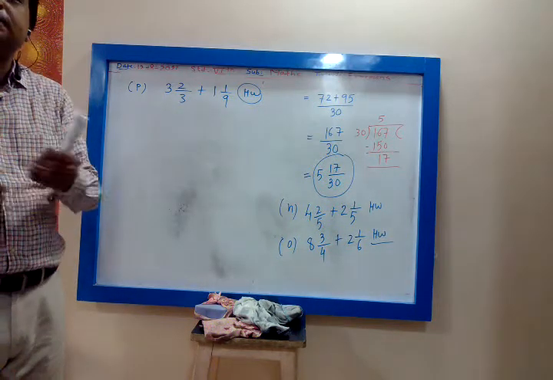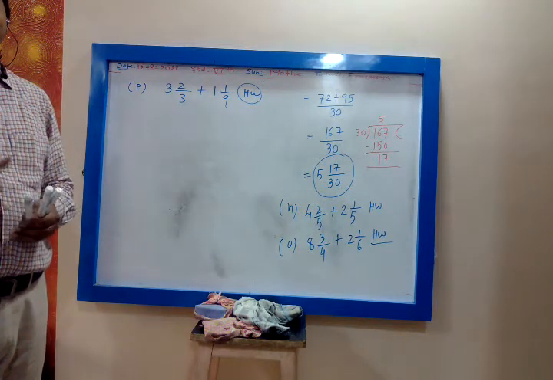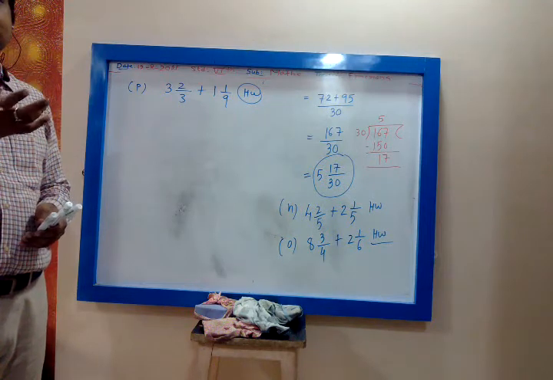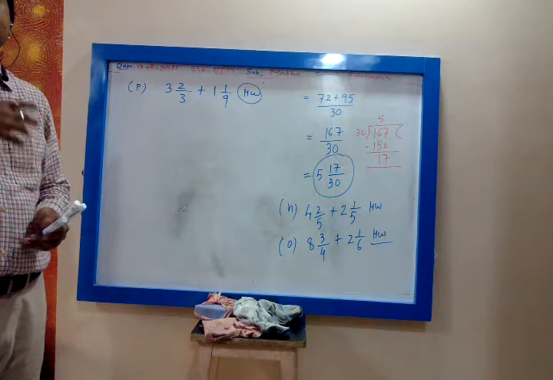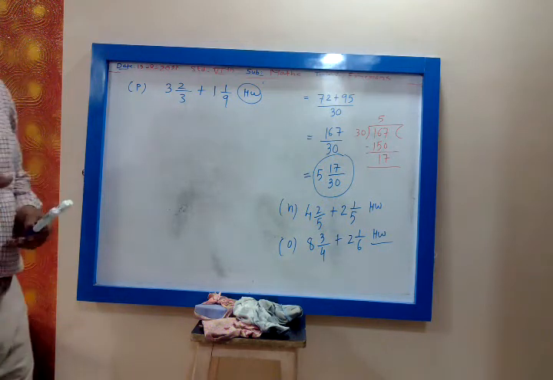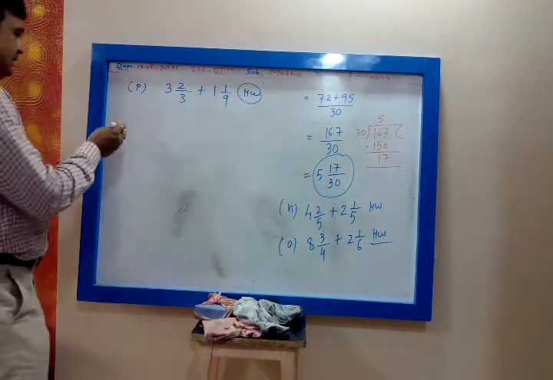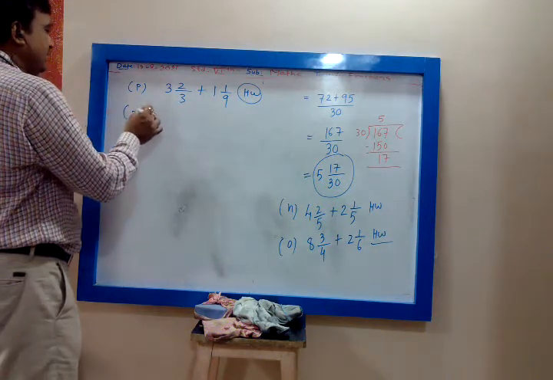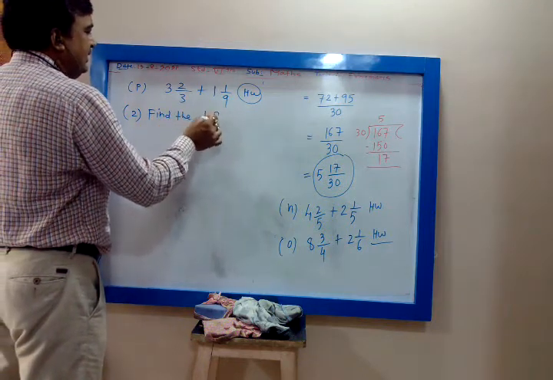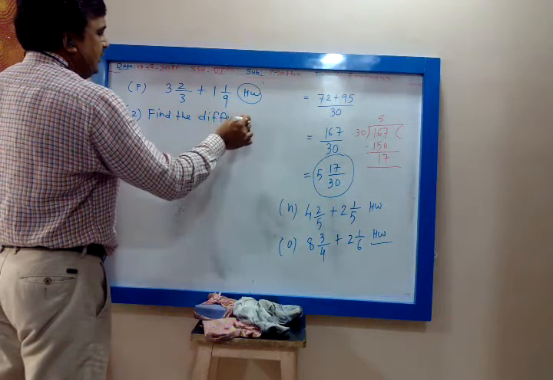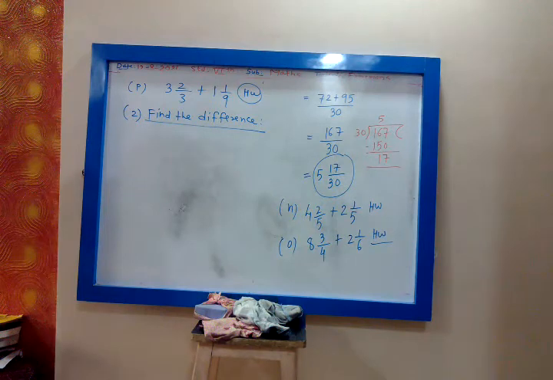So the working method will be the same. Whether it is addition or subtraction, if denominators are equal, simplify the numerator. If denominators are not equal, take the LCM of the denominators and make denominators equal. So in addition and subtraction of fractions, we use the LCM method. Now second is find the difference. Difference means subtraction.